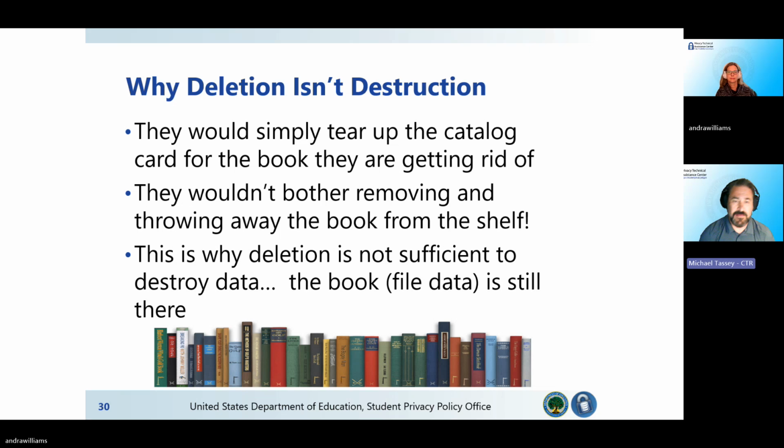When you hit delete, it just goes to the card catalog and deletes that entry. It doesn't actually remove the bits and bytes that make up that file from the disk.